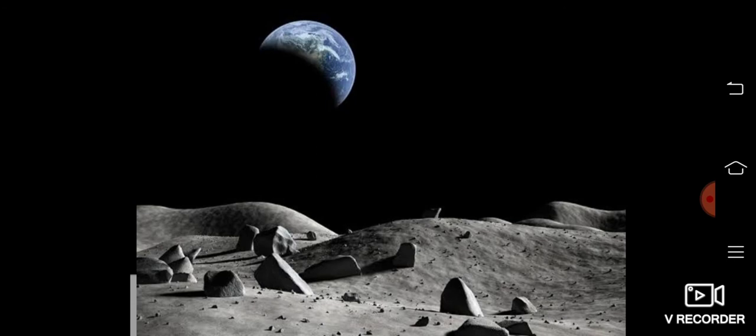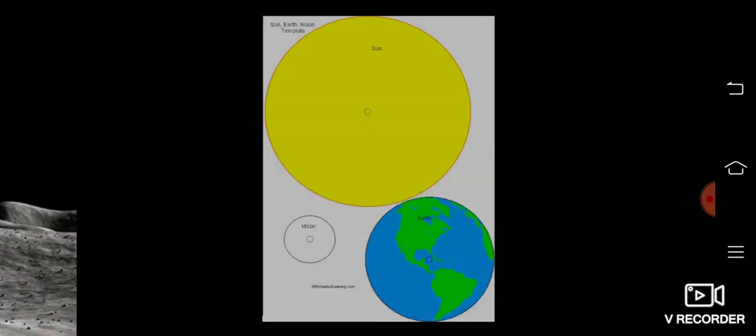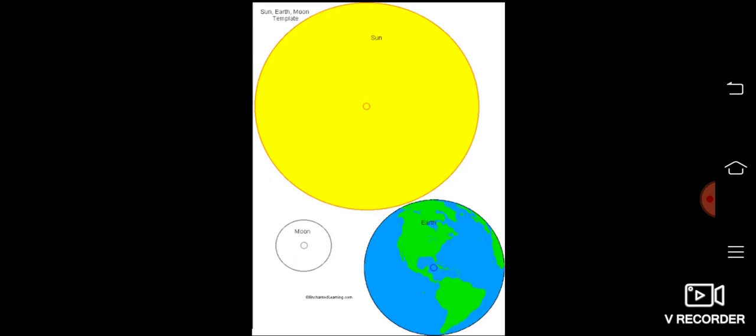Okay. And we all know that the sun is very big and the earth is a little smaller than the sun. What about the moon? The moon is much smaller than the earth. By looking at this picture you will be able to know the sun is very big and the earth is a little smaller than the sun, but the moon is much smaller, a little smaller than the earth. It is a comparative study: the sun, earth and moon, how they look.